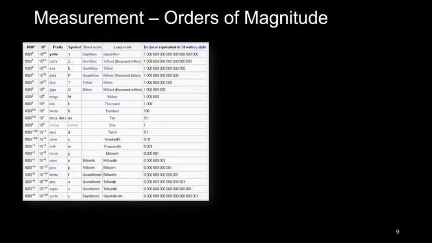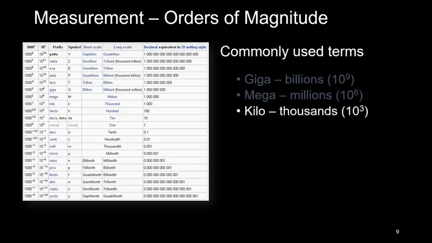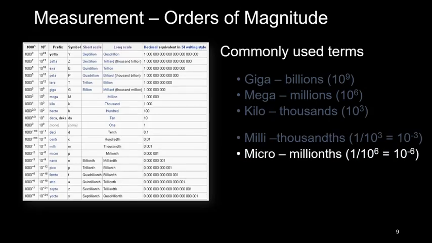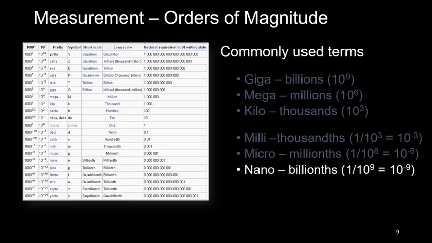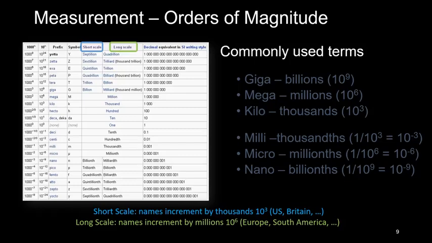This table shows prefixes for orders of magnitude. Commonly used prefixes are giga for billions, as in gigawatts, not jigawatts as is used in some movies, mega for millions, as in megawatts, kilo for thousands, as in kilowatts, milli for thousandths, as in millimeters, micro for millionths, as in micrometers, and nano for billionths, as in nanometers. But the table also shows that these terms are not consistent and vary between short and long versions. What's going on?